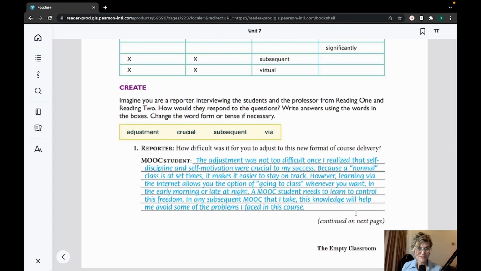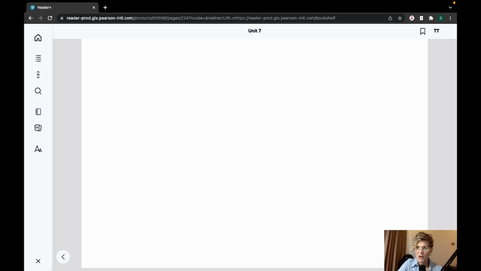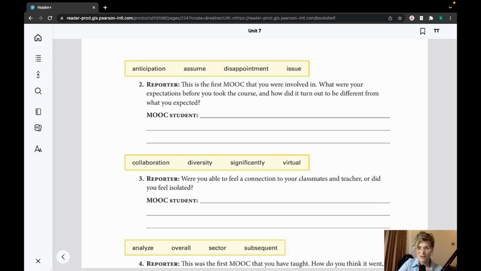Here's an example. The reporter asked, how difficult was it for you to adjust to this new format of course delivery? And the MOOC student replied using all 4 words in the box. Now, you are going to do number 2, 3, 4, and 5. And remember, you have to use every word in the box in your response. So you need to create a sentence, or 2 or 3 or 4 sentences even, so you can use all 4 words.